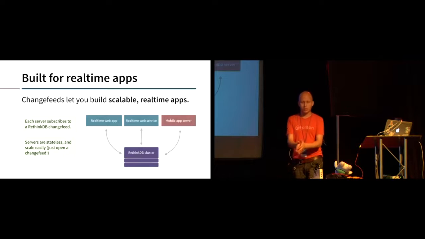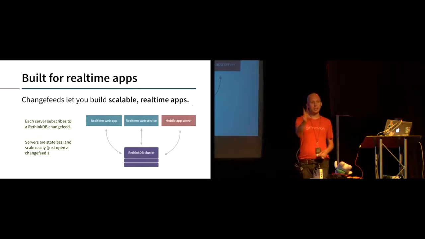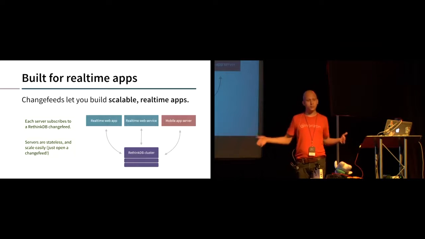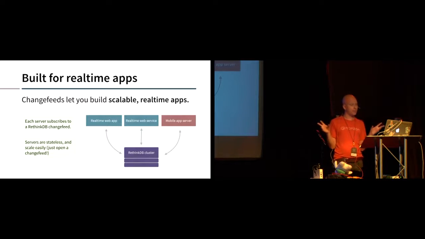This is an example of the same architecture diagram. Each server just subscribes to a change feed. It doesn't have to talk to anything else. It just talks to RethinkDB. It inserts data into RethinkDB when it has new data that the system should know about. And then all these change feeds will alert every single subscribed app whenever a change comes in that affects it.